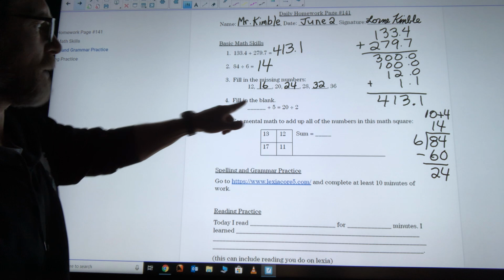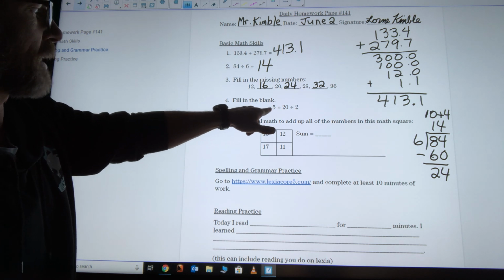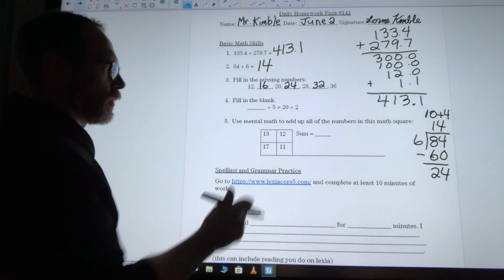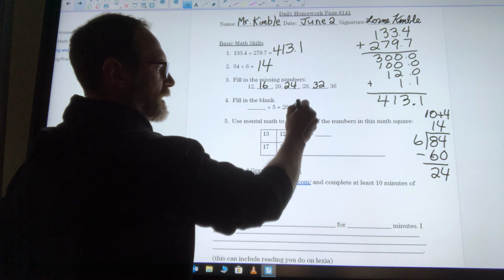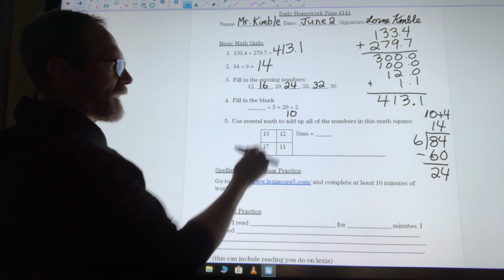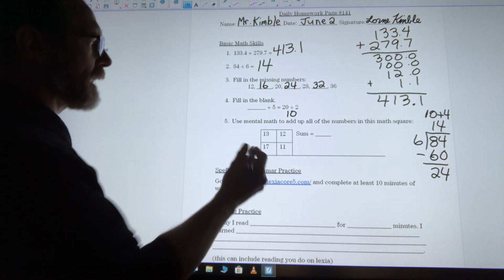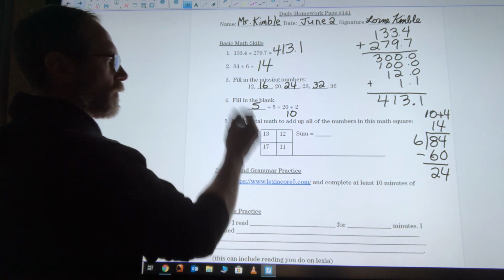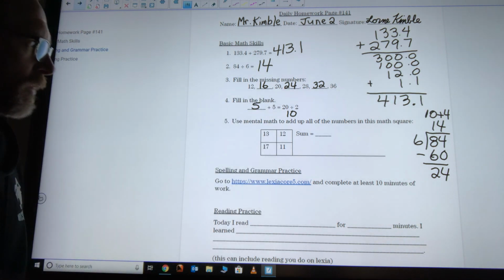I'm missing a number here. I want to know what plus 5 is equal to 20 divided by 2. Well, 20 divided by 2 is 10. So what do I have to add to 5 to get 10? Well, 10 minus 5 is 5. So 5 plus 5 would be 10.